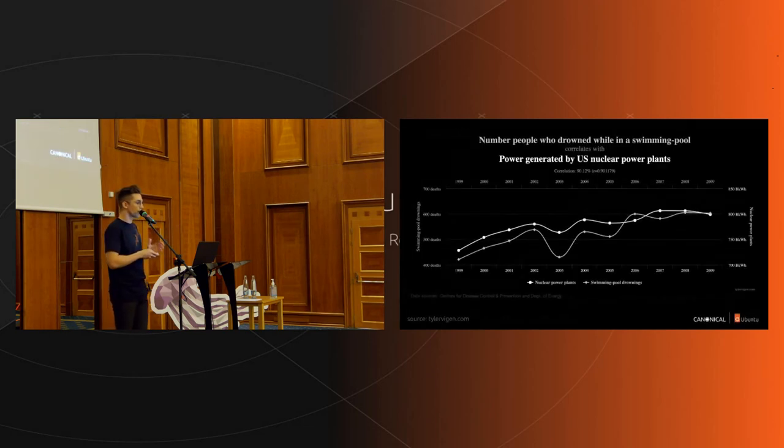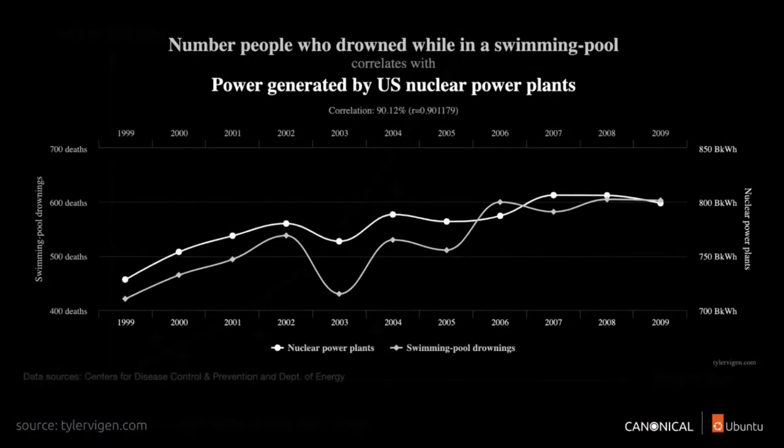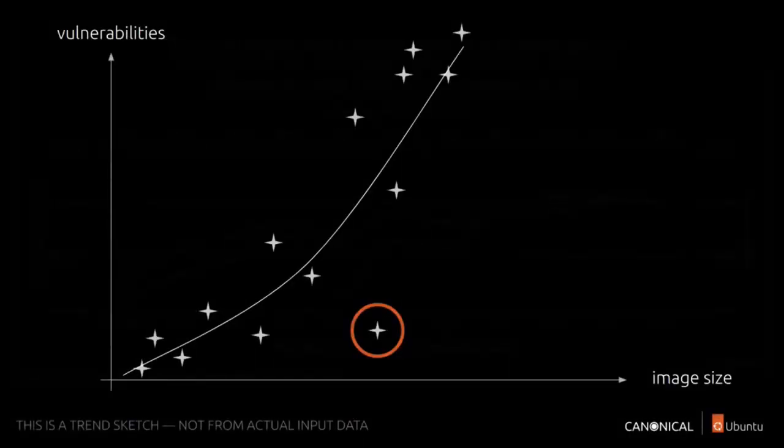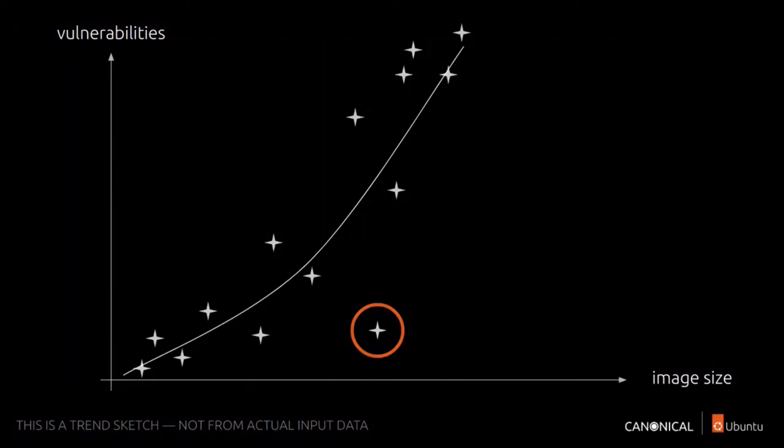I have another data point for you. That's the number of people who drowned in their swimming pool in the US compared with the amount of power generated by the US nuclear power plants. So how does it relate with the previous topic and curve? Well, exactly, that's the point. Correlation is not causation. Same as people don't necessarily drown in their swimming pools whenever there is more power generated by the nuclear power plants, a smaller image doesn't necessarily mean that it's better quality or has fewer vulnerabilities.